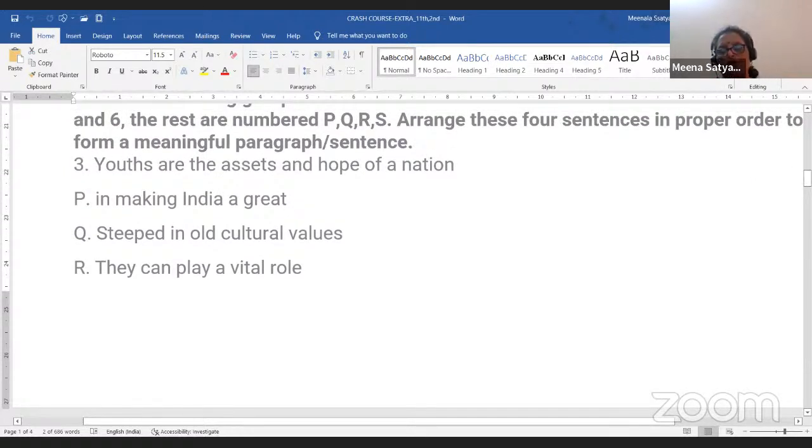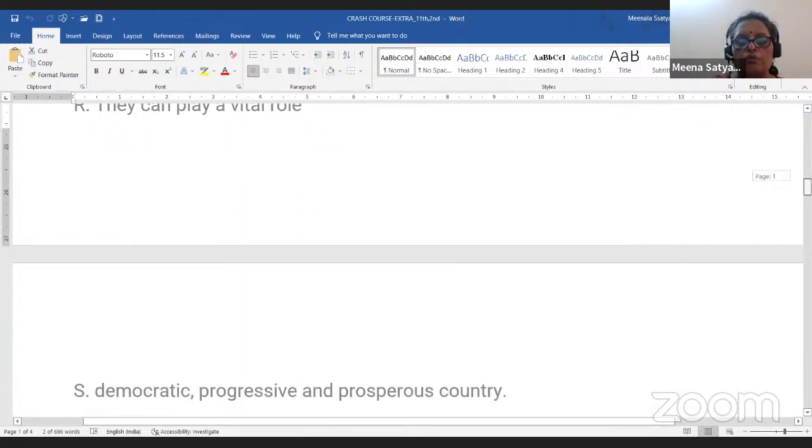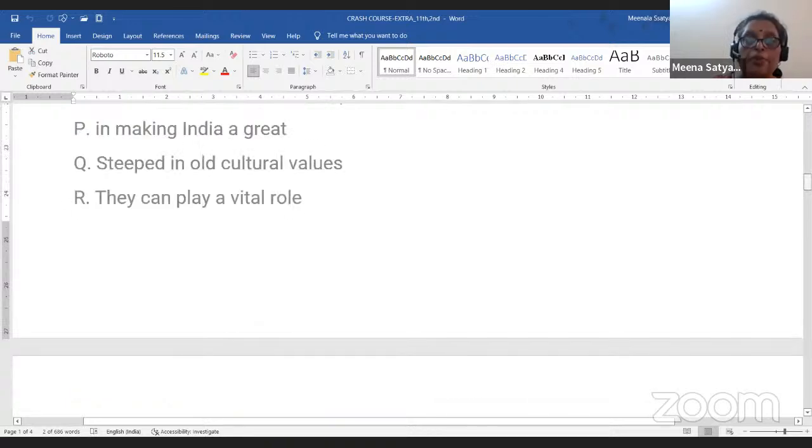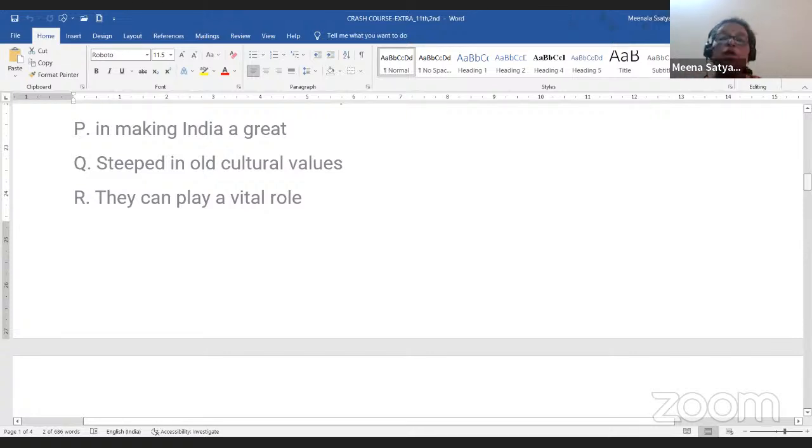How beautiful it is. Youth are the assets and hope of a nation. Finish. They can play a vital role. "They" refers to youth, naturally the first one. See the second one, commencing with "in". Now "in" is what? A preposition. So gone. "Steeped" is a verb, but you cannot start off with this because it doesn't make sense. And then democratic, progressive, and prosperous country. So they can play a vital role in what? In making India a great what? Democratic, progressive, and prosperous country. Country what? Steeped in old cultural values.